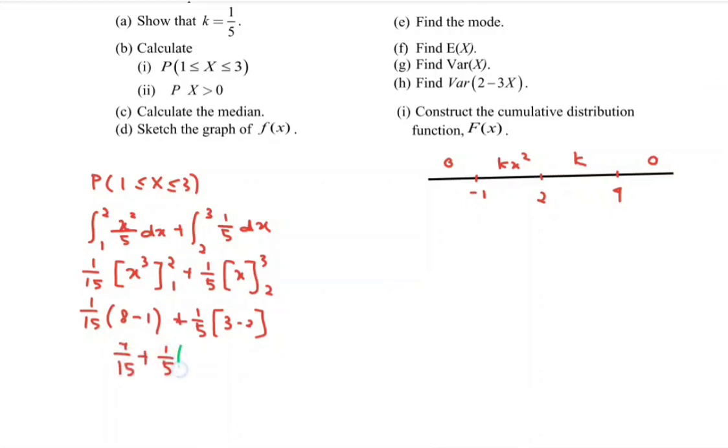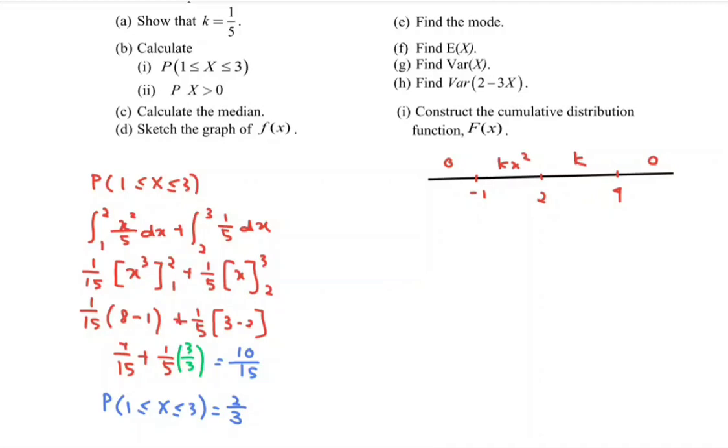Multiply the situation with 3. Then we will have 7 plus 3, then we have 10 over 15. If we simplify the situation, the probability that x is greater than or equal to 1 and less than or equal to 3, then we have 2 over 3.